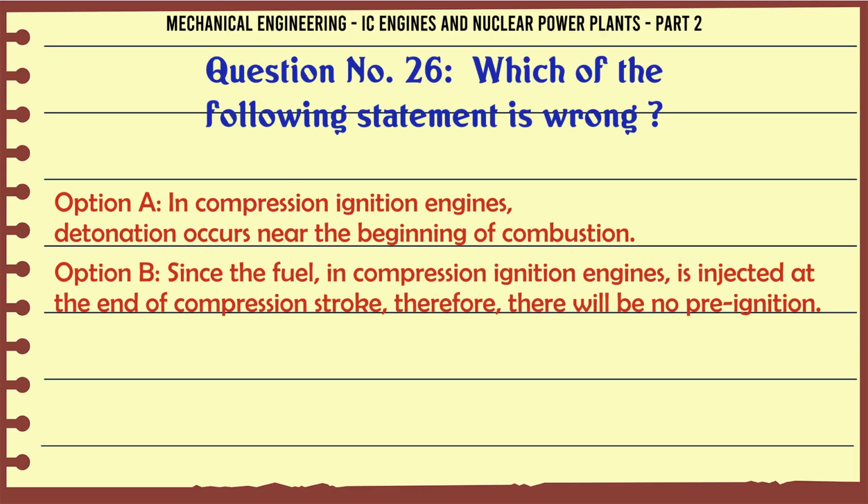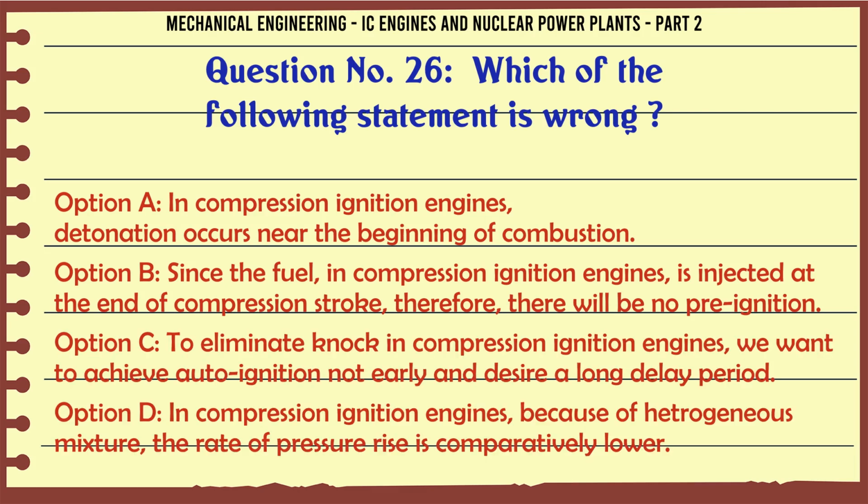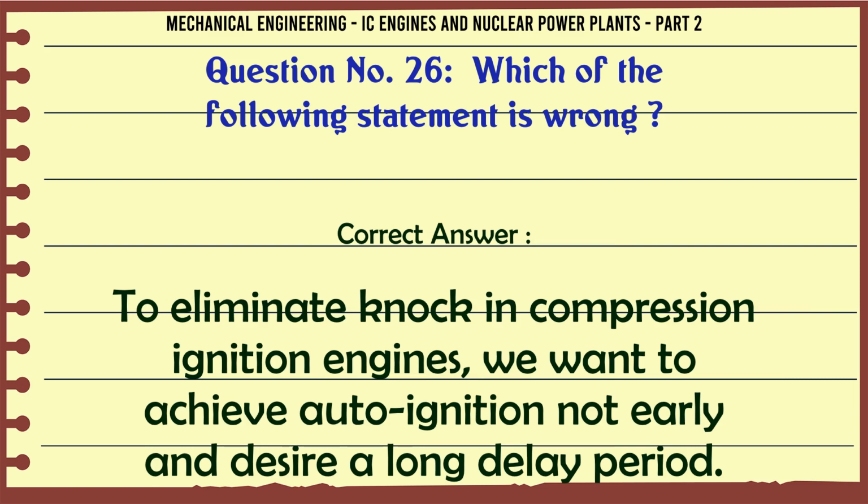A. In compression ignition engines, detonation occurs near the beginning of combustion. B. Since the fuel in compression ignition engines is injected at the end of compression stroke, there will be no pre-ignition. C. To eliminate knock in compression ignition engines, we want to achieve auto-ignition not early and desire a long delay period. D. In compression ignition engines, because of heterogeneous mixture, the rate of pressure rise is comparatively lower. The correct answer is to eliminate knock in compression ignition engines, we want to achieve auto-ignition not early and desire a long delay period.